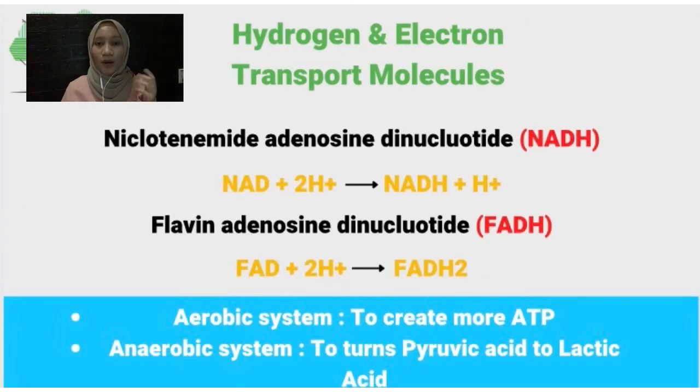Now, hydrogen and electron transport molecules. So the full name of NAD is nicotinamide adenine dinucleotide, while FAD is flavin adenine dinucleotide. Both NAD and FAD are electron transporters. In this case, they transport hydrogen ions. That's why they bind themselves with hydrogen ions. In cases of availability of oxygen, which is aerobic, both NADH and FADH will go through the aerobic system to create more ATPs. But in cases where there is no availability of oxygen, it will turn pyruvic acid into lactic acid.